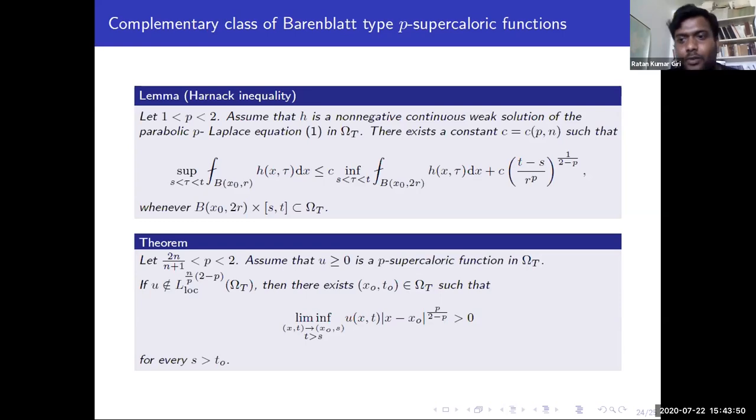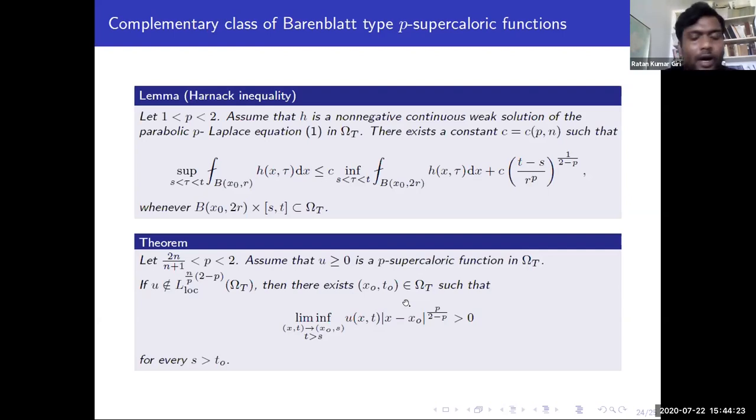If you recall the case when p is bigger than 2, then we have a singularity in time. But for the singular case, we will have a singularity in space, not in time, which is different. To show this, we have used mainly the Harnack type inequality for the continuous weak solution, and also there is a version of Harnack inequality for the weak super solution as well. By using these two, we have shown that this type of profile holds.